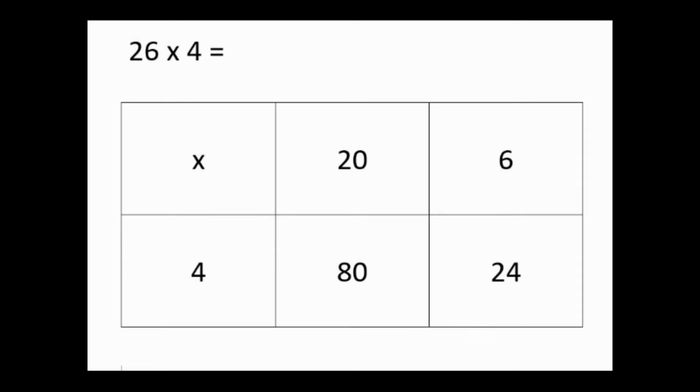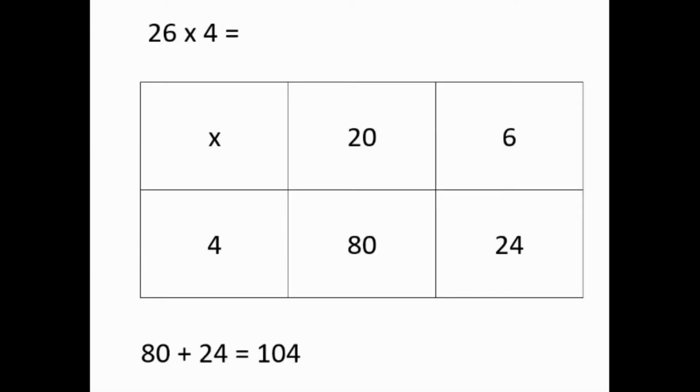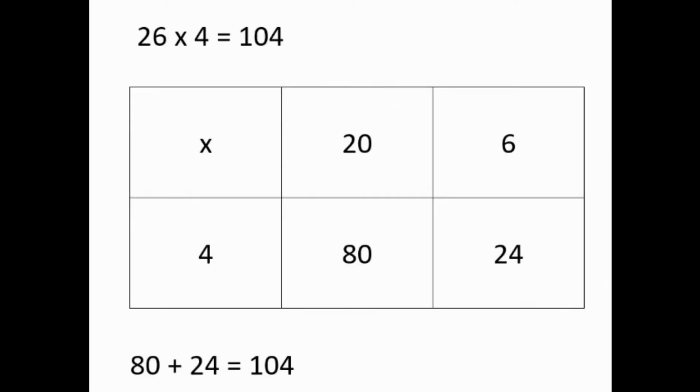So 20 times 4 is 80. 2 4s are 8, so 20 times 4 will be 80. 6 times 4 is 24. Then pause the video while you add those together. So 80 plus 24 is 104. And again, make sure you write the answer next to the question so that you've answered it.